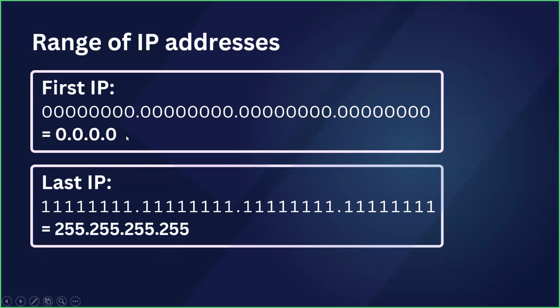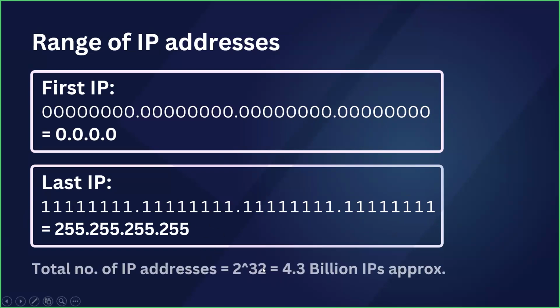Okay. Now, if this is the first IP and if this is the last IP, how many IPs would we have in total, guys? Each octet over here has 8 bits. And each bit again has two possibilities. So 2 into 2 into 2 into 2 into 2 into 2 into 2 into 2 into 2, all the way 32 times. So if you had to calculate the total number of IPs, you would get it by the number 2 raised to the power of 32. And that would be a value of 4.3 billion IP addresses.